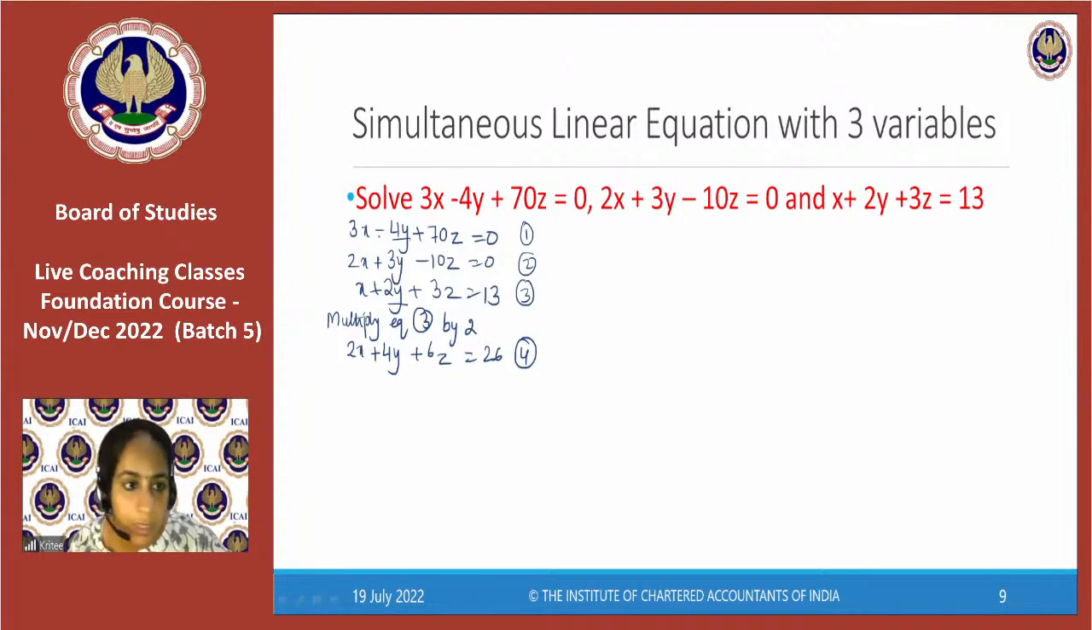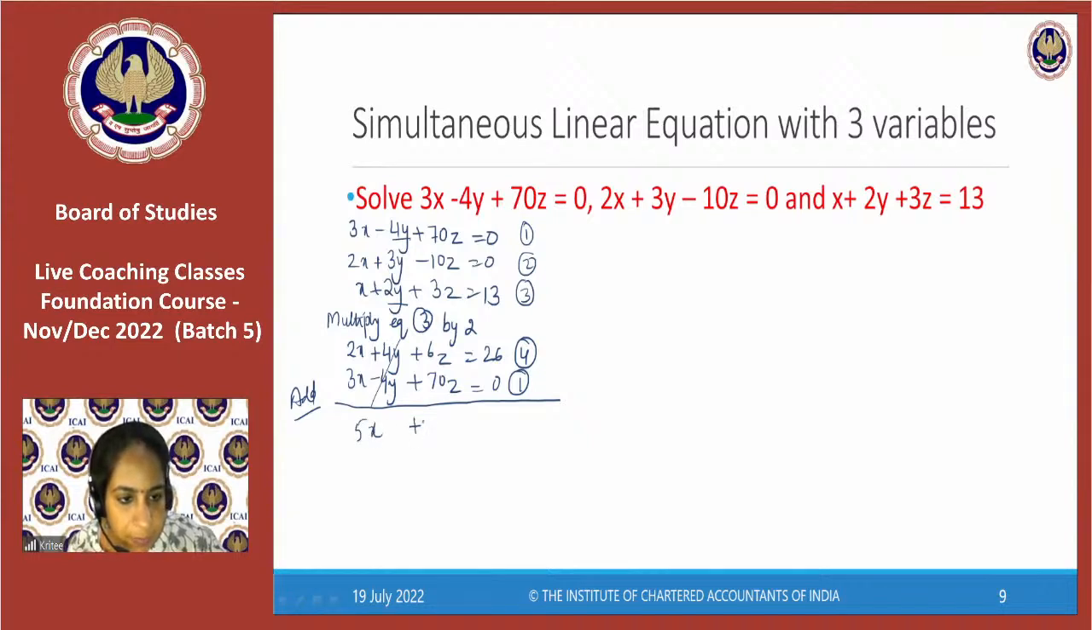Now equation number 1, which I tried to make relatable, this was equation number 1. So I will add the 2, adding equations 4 and 1. So this y eliminates from here. What I get is 5x plus 76z equals 26. Now this is my equation number 5. Okay, 5x plus 76z is equal to 26.